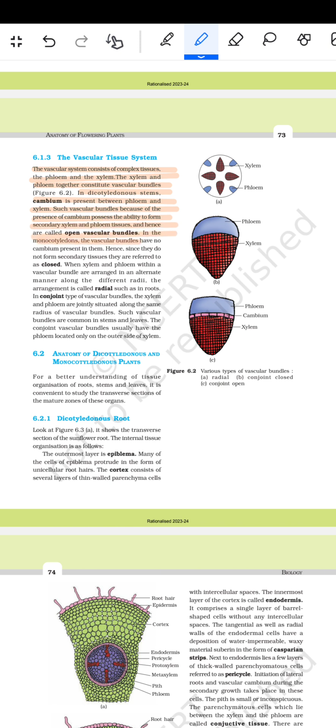In the monocots, the vascular bundles have no cambium present in them. Hence, since they do not form secondary tissues, they are referred to as closed. When the xylem and the phloem within a vascular bundle are arranged in an alternate manner along different radii, the arrangement is known as radial, such as in the roots. In the conjoint type of vascular bundle, the xylem and the phloem are jointly situated along the same radius of the vascular bundle. Such vascular bundles are common in the stem and the leaves. The conjoint vascular bundles usually have the phloem located only on the outer side of the xylem.